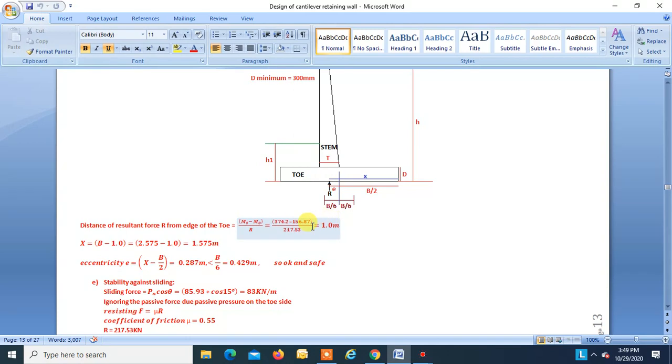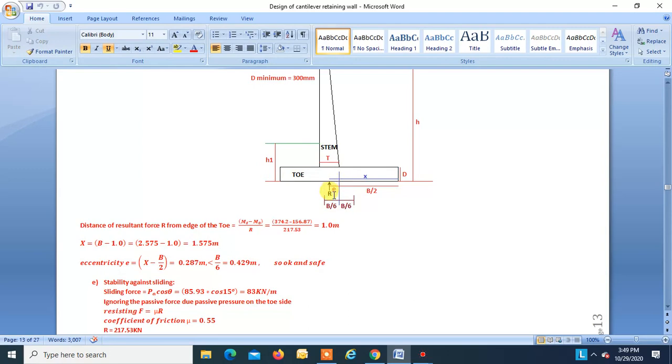So this is known, this is known. This is equal to 1 meter. So R falls at a distance of 1 meter from the edge of the toe. We have to find X. Simple, B minus this is equal to X. So X is equal to B minus 1, which is 1.575.